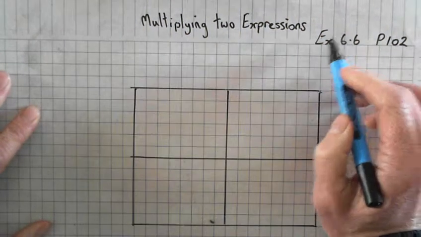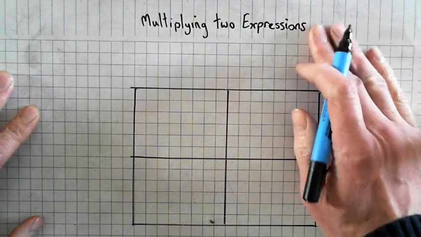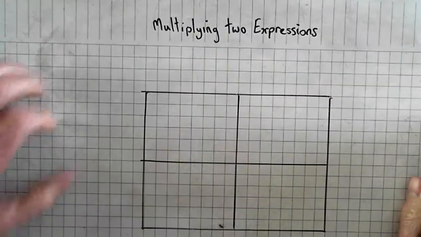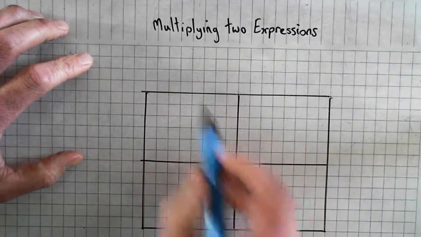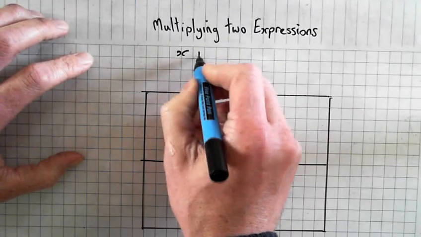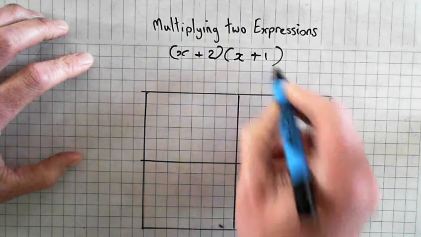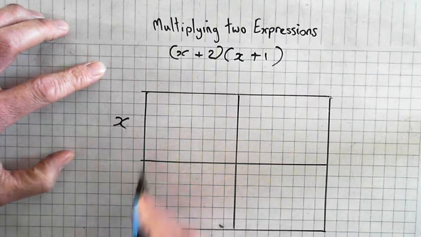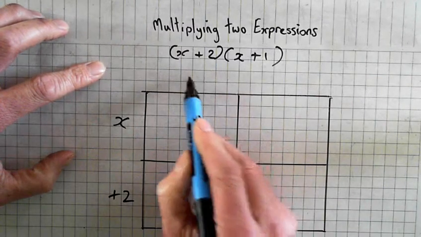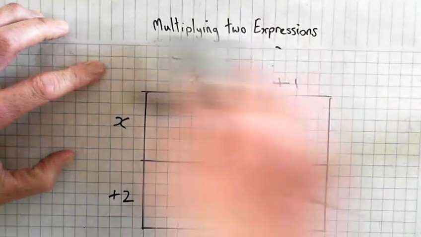Alright, multiplying two expressions. Exercise 6.6, page 102. Right, so the first one we're going to look at is question 1. So we've got x plus 2 times x plus 1. So put x plus 2 here, and we're going to put x plus 1 across the top.